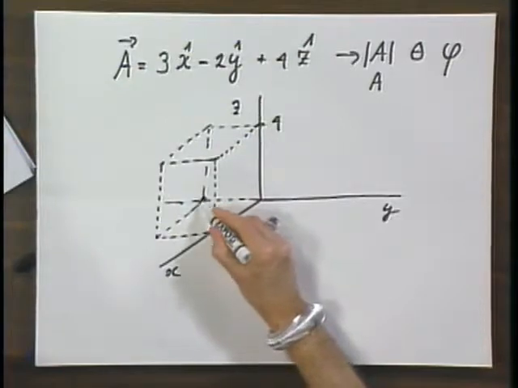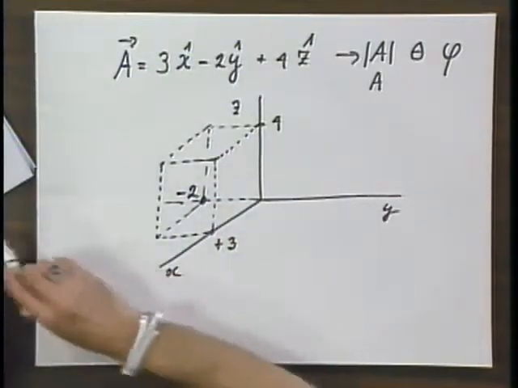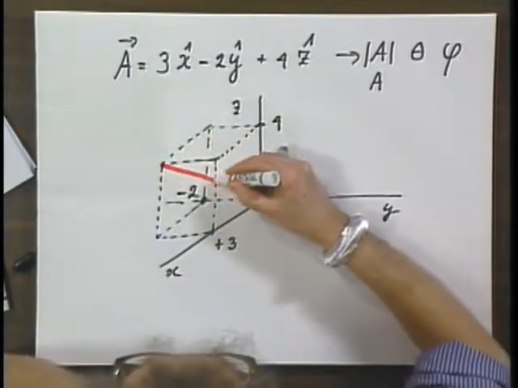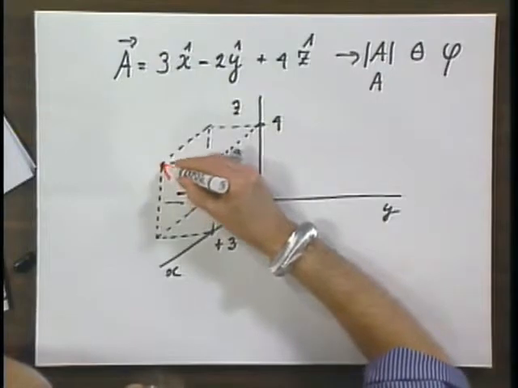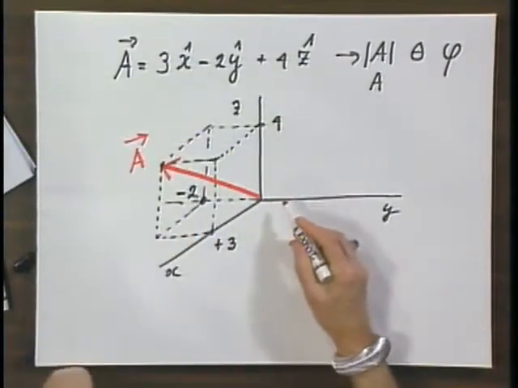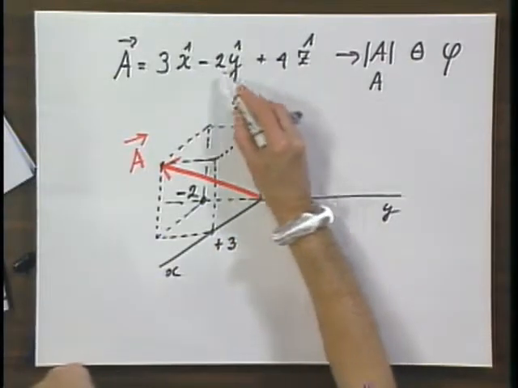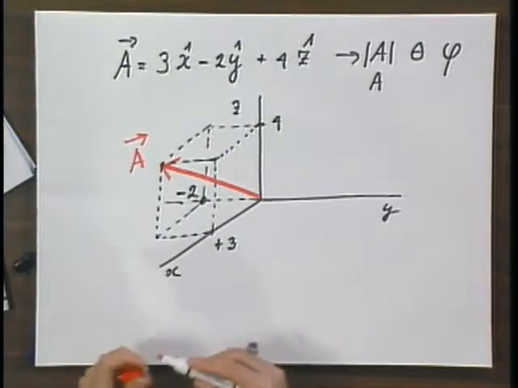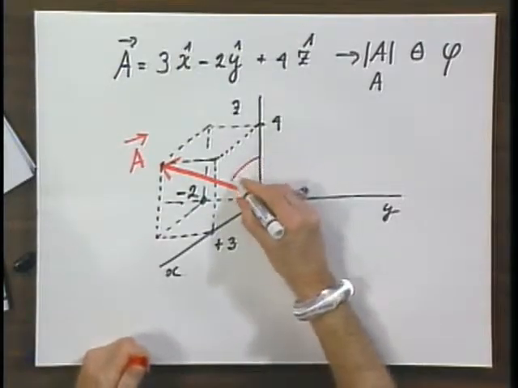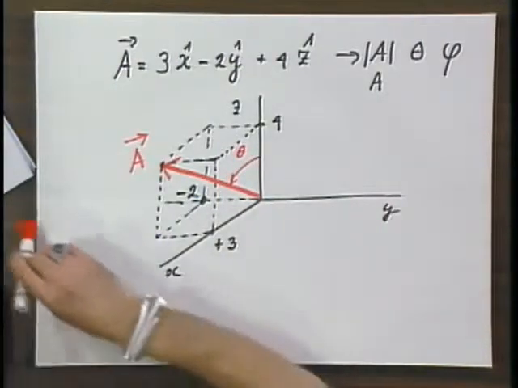So this point now would be -2 on the y-axis, and the vector that we are describing, A, would be this vector. It has an x component +3, a z component +4, and a y component -2. And the question now is, what is this angle theta? And what is the angle phi?